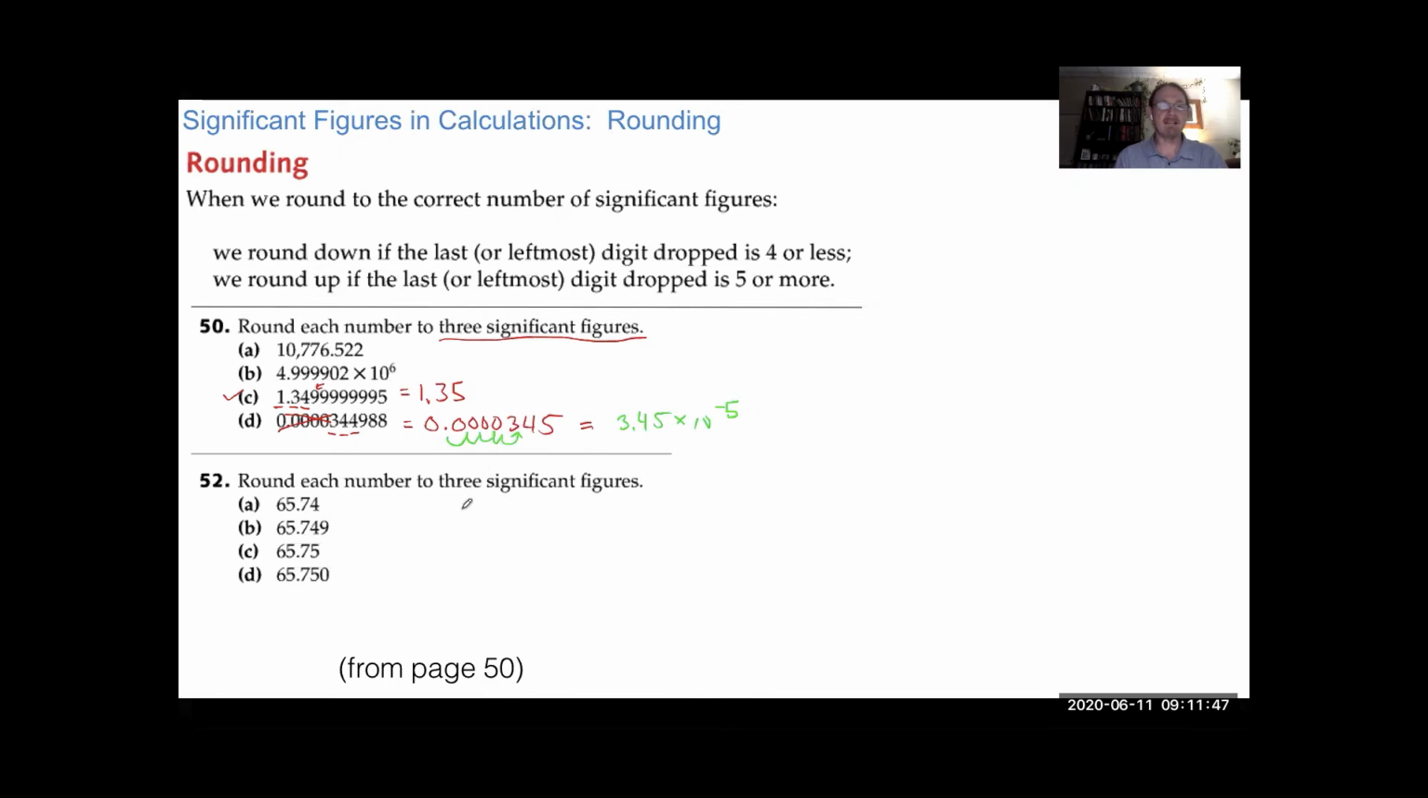Second one here: round each number to 3 significant figures, kind of the same thing. Let me do one where we're not rounding up. There are our 3 sig figs, and now the next digit down is a 4. If the next digit down is between 0 and 4, you just drop this portion of the expression and don't round anything up. You just keep those 3 sig figs. So that is 65.7. No rounding on that one.